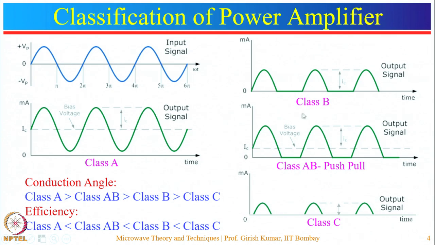Now, one may ask why one should choose the class B amplifier as it suffers from distortion. The reason is that in the case of the class B amplifier, the efficiency is much higher as compared to the class A amplifier. Here the efficiency is 78%, and in the case of the class A amplifier it is just 25%. So, this is one of the advantages of class B amplifiers.